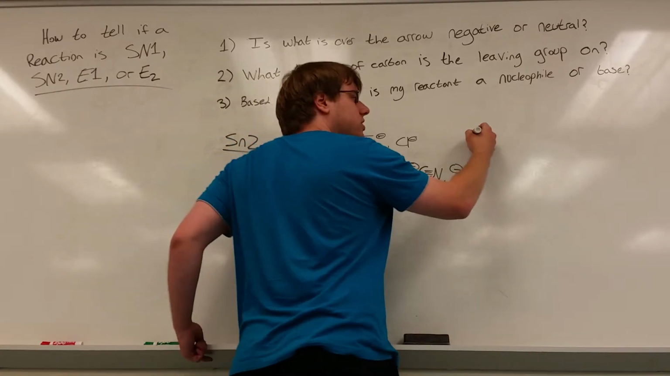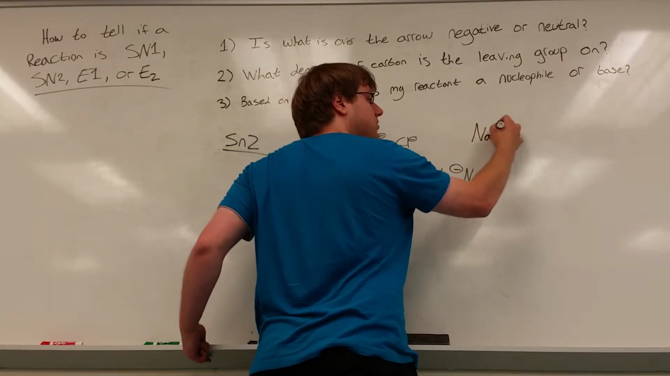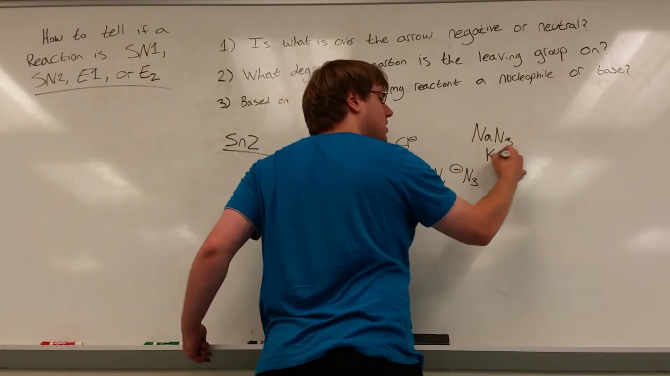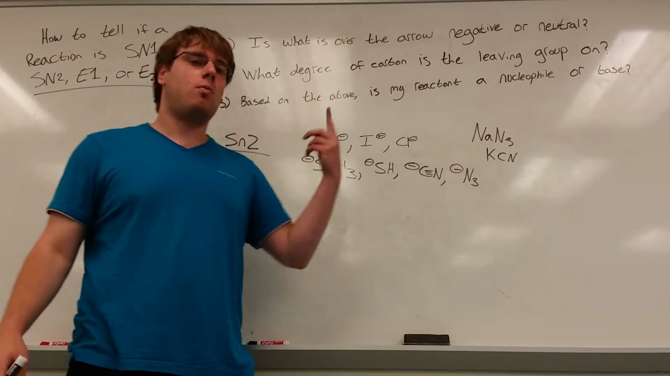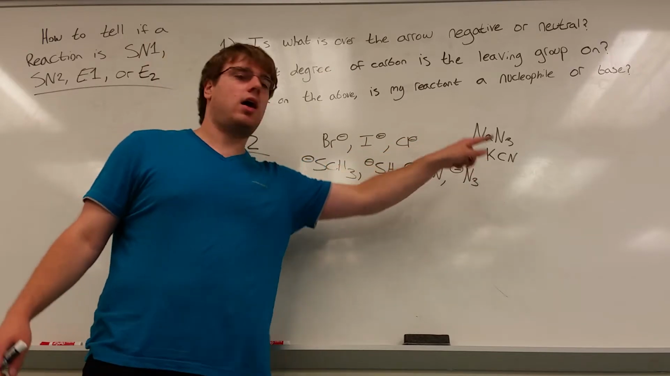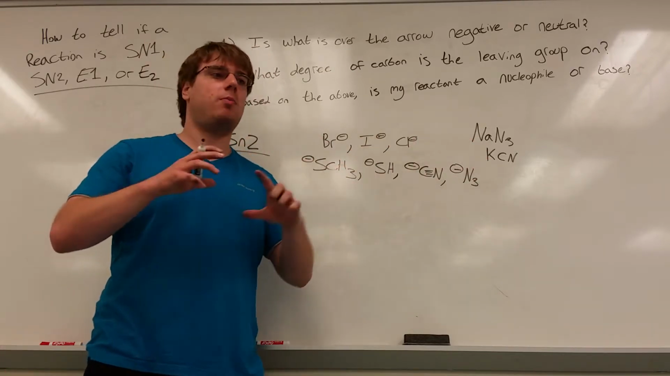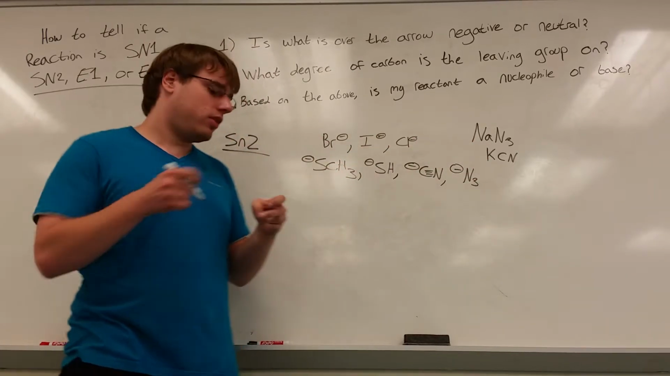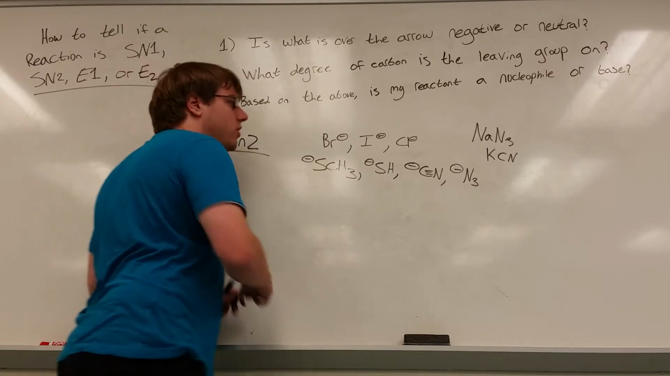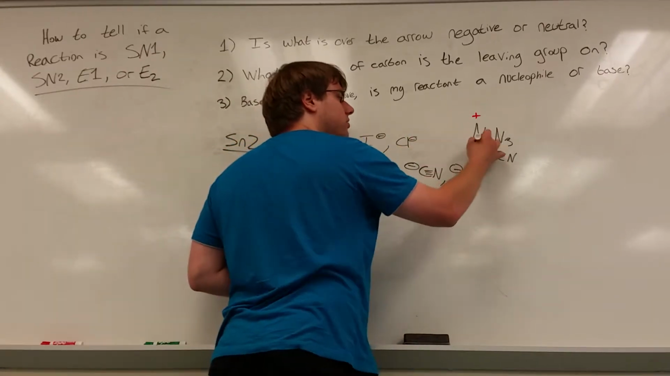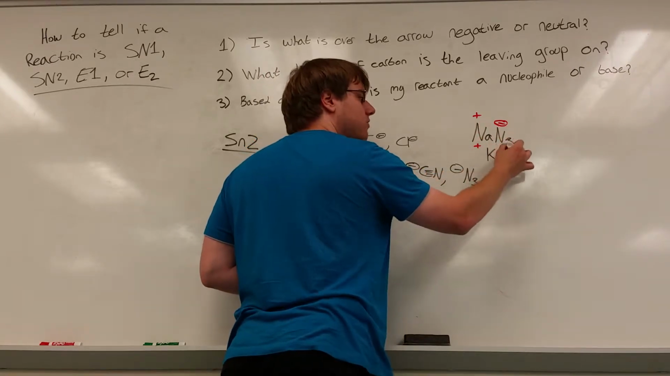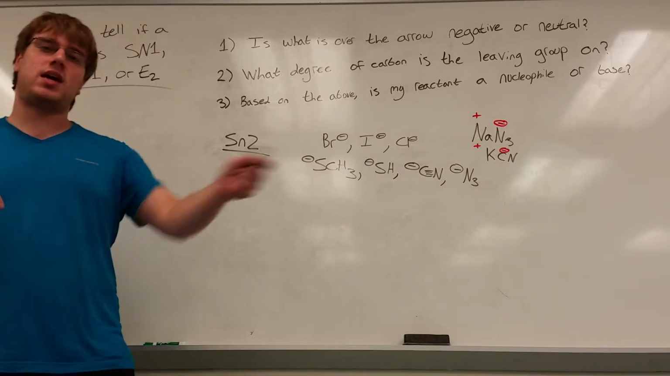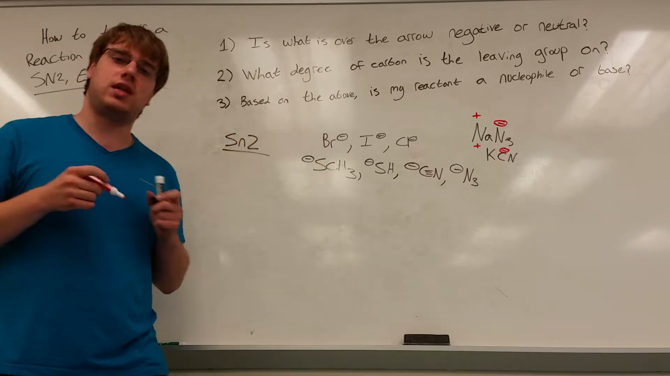But very often you'll see them written out as neutral, as NaN3, for example, or KCN. They look neutral now. Doesn't that mean they're weak? Remember, both sodium and potassium are metals, and when they couple with a nonmetal, there's an ionic bond. We know that the metal, the sodium, or in this case the potassium, is positive, and that means the thing that it's attached to is negative. So whenever you see a sodium or a potassium on something, you can treat it as if it's negative.